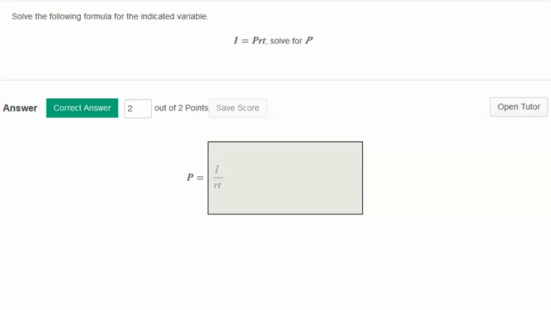Pause, write the formula on your paper, and you want to solve for p. So we know that we can divide out the things we don't want, RT on this side, RT on this side. So now we're left with P equals capital I over RT, which is what we have here. So they gave us sort of an easy one here.